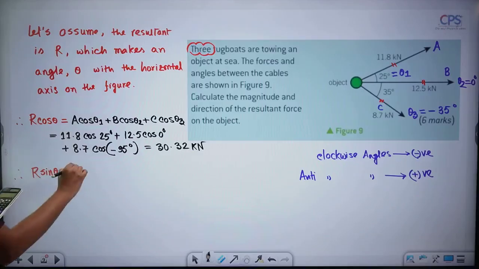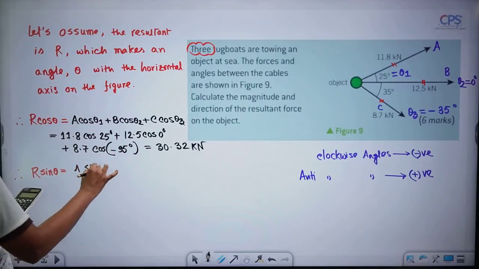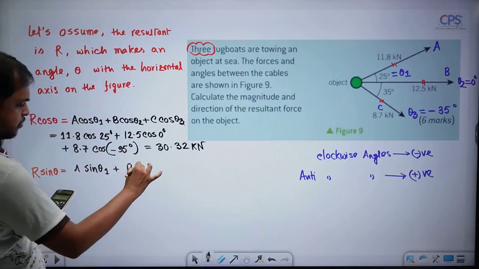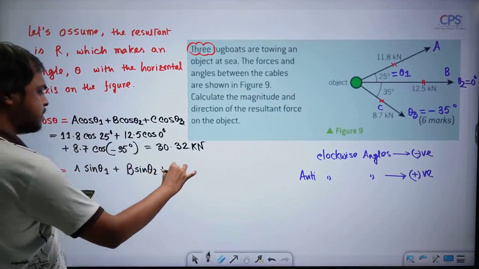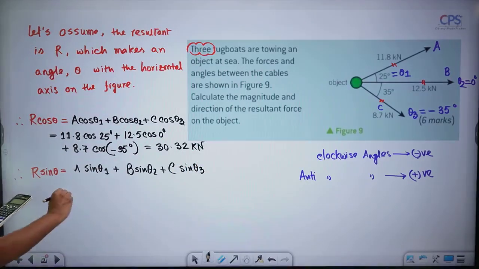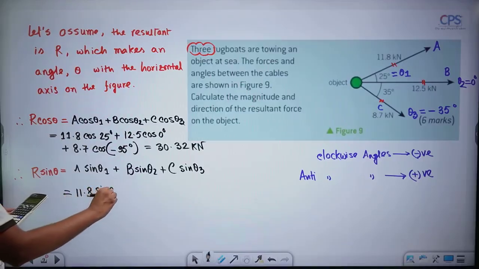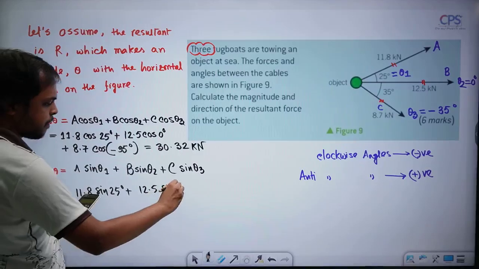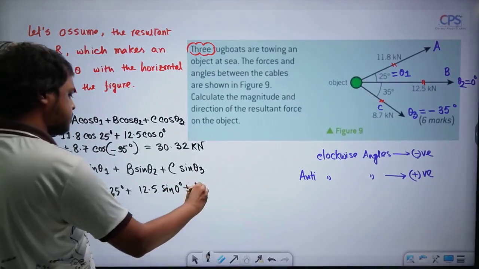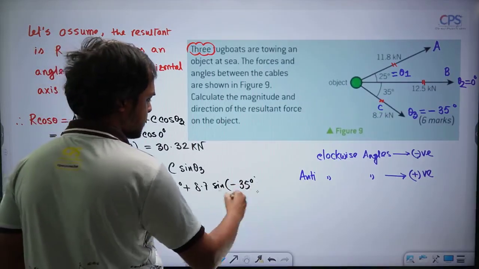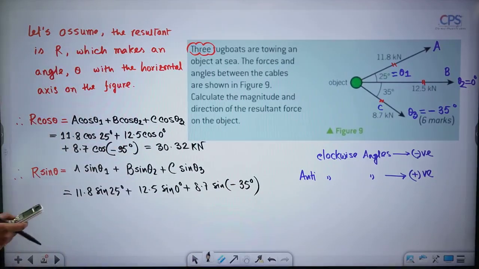And how much is R sine theta? This is A sine theta 1. For sine you need to sum the sines only. B sine theta 2, C sine theta 3. So 11.8 sine 25, 12.5 sine 0, 8.7 sine of minus 35. In the calculator, replace every cos by sine and it will be good to go.